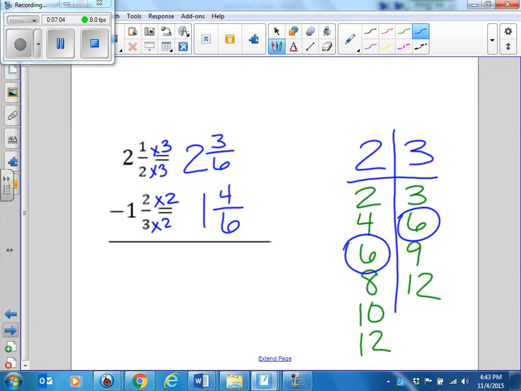All right, again, I cannot say 3 minus 4. So what I'm going to need to do is borrow a whole. And in this case, my whole is 6 pieces. Okay, our denominator tells us what our whole is. So I'm going to cross off the 2 and make it a 1. I'm going to cross off the 3 and make it a 9. Okay, so 1 minus 1 is nothing, and then 9 minus 4 is 5. So now I can say 5/6. So our answer to this problem is 5/6.